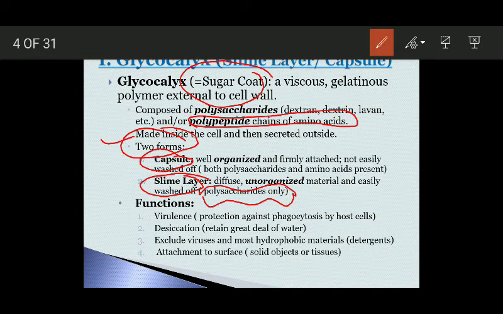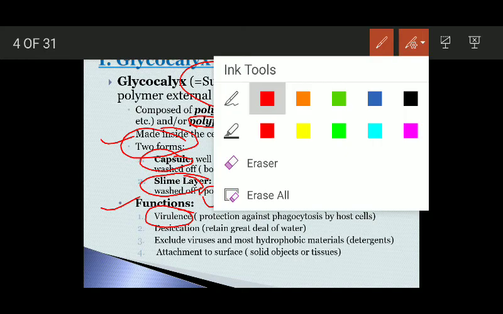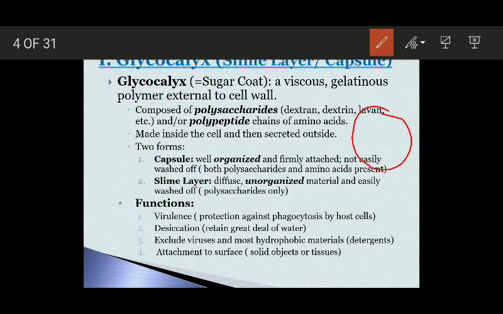Now the functions of glycocalyx. Glycocalyx gives virulence to the bacteria. Virulence means it gives protection against phagocytosis by host cells. Say, for example, this is a host cell. This is a bacterial cell, and this bacterial cell possesses glycocalyx. The host cell tries to engulf this bacterial cell, but because of the presence of the glycocalyx, the host cell is not able to phagocytose or engulf this bacterial cell.